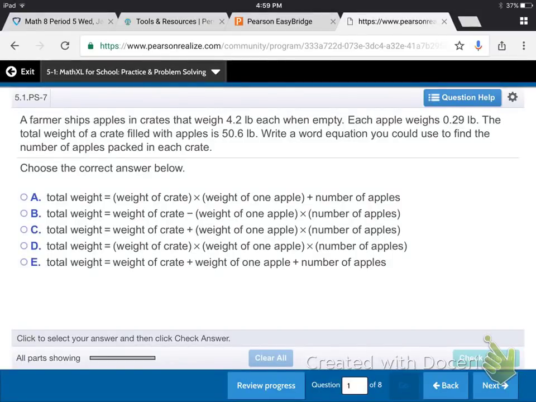Okay, boys and girls, we're starting a new lesson today and a new topic, topic 5. We're going to be learning how to write equations and solve them. So we're starting right off the bat here with the word problem. I know it's our favorite.